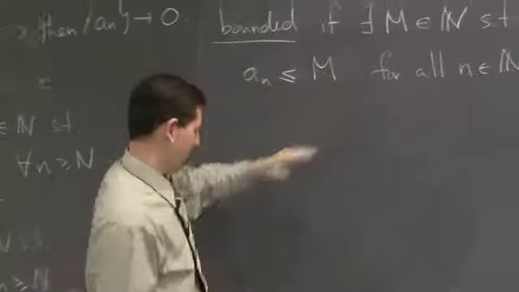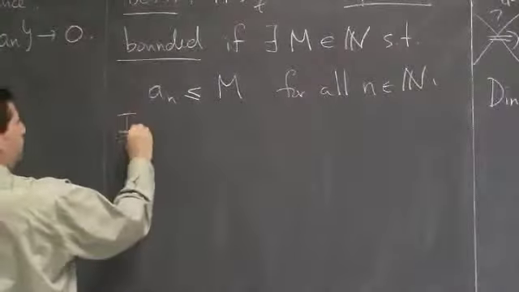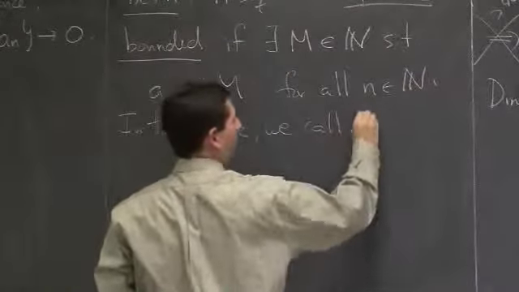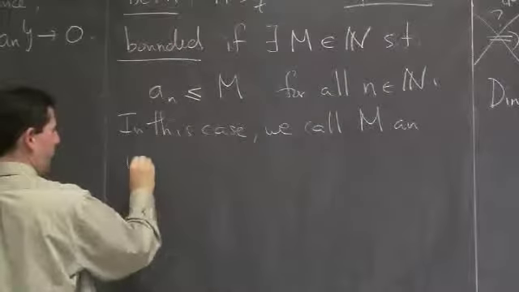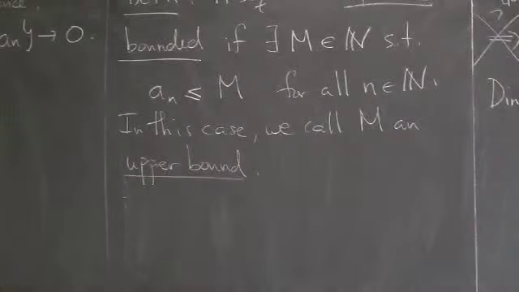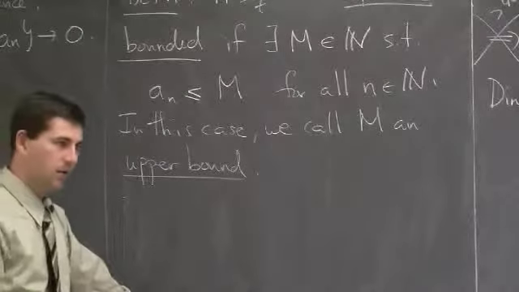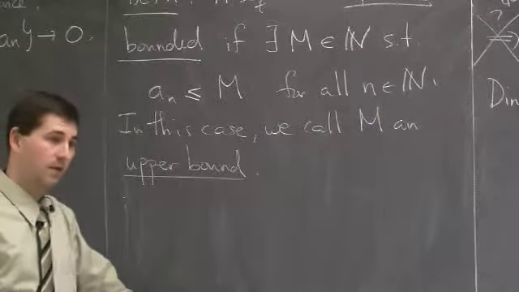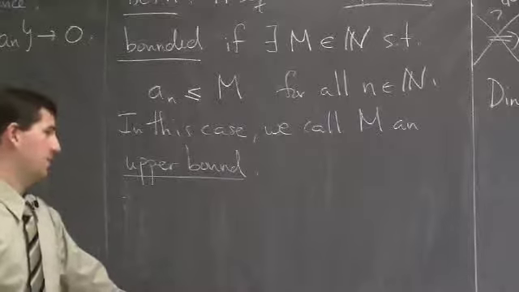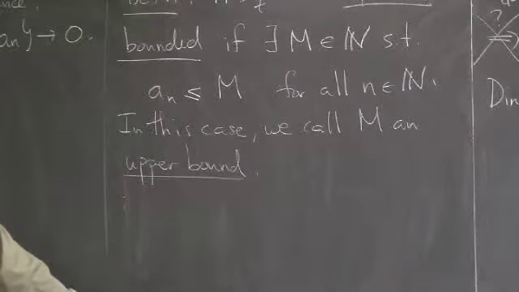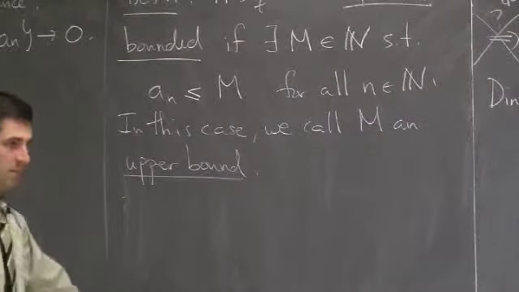And by the way, in this case, we call m an upper bound. An interesting question, once you know that something is bounded, is whether or not you can find the smallest upper bound, or we usually say the least upper bound. And this is something called the sup of a sequence, S-U-P. That's the abbreviation. It's called the supremum, actually. So the supremum is the least upper bound.